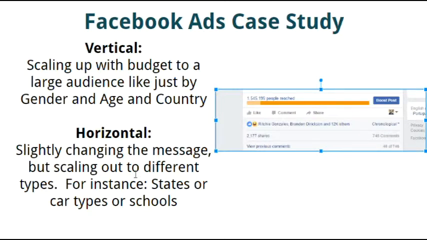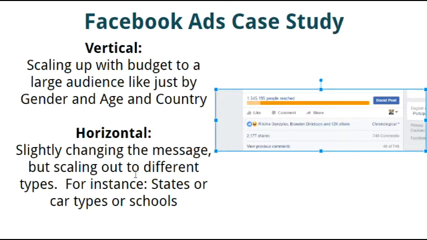So let's talk about horizontal scaling. This is the second way that we started to scale this campaign. After we went vertical, we started to go horizontal. Like I said, with vertical scaling, after we knew gender, age range and country, we were just increasing the budget. But horizontal isn't so much about having a large audience, whereas with the vertical scaling campaign, the audience size was somewhere in the neighborhood of 5 or 6 million people, I think.